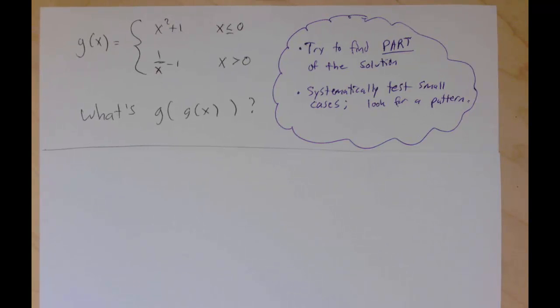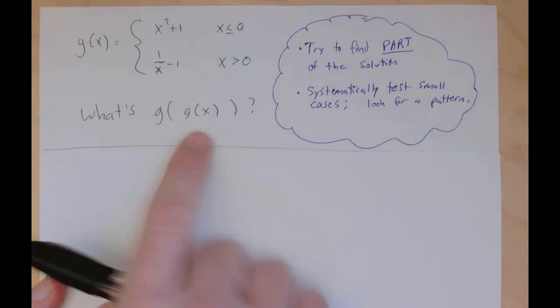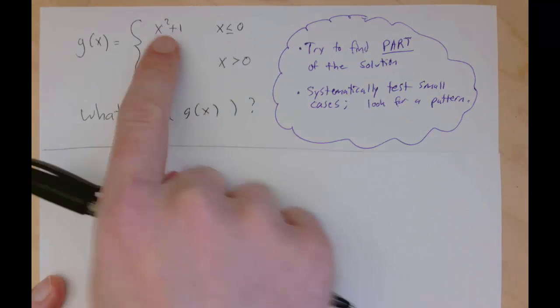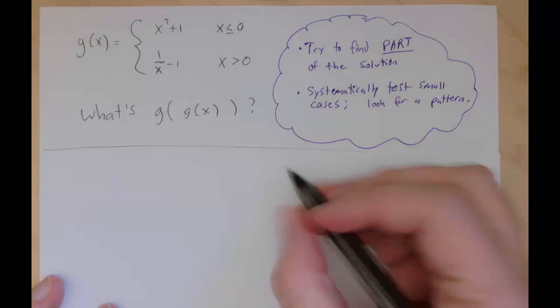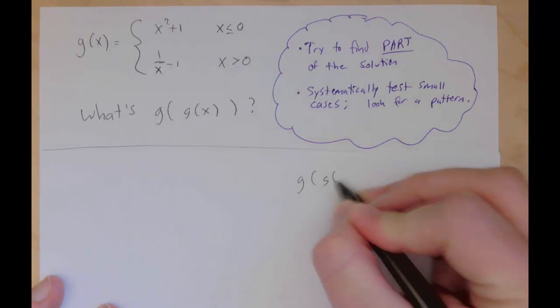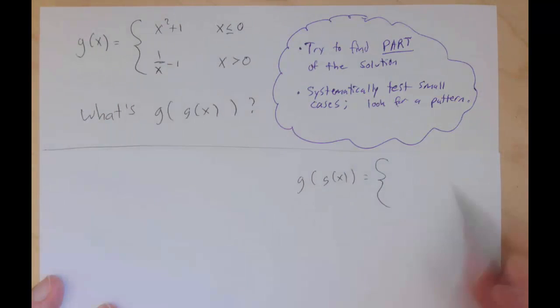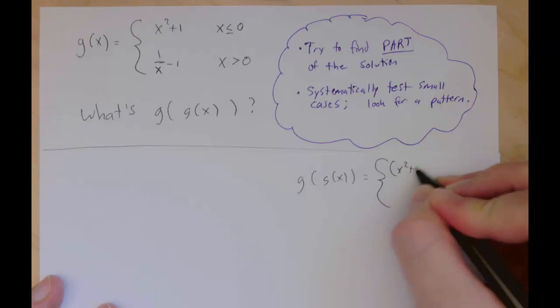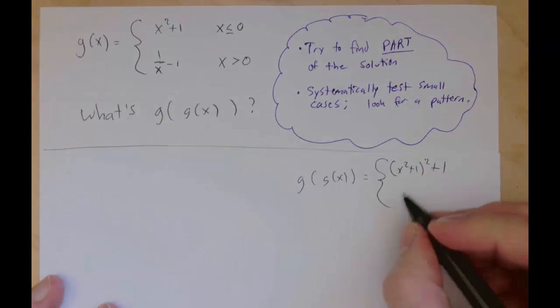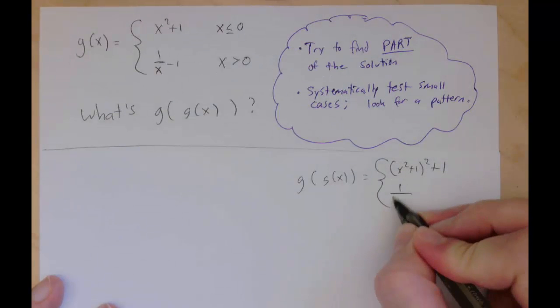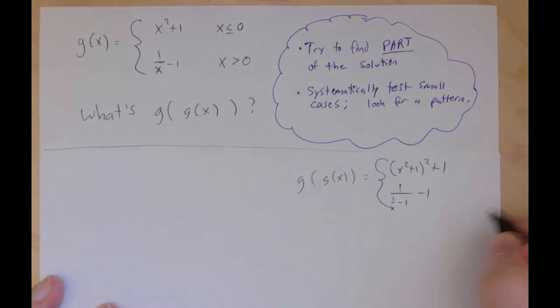Something that somebody had suggested was you could try to just compose the different function rules with each other. So in other words, let's guess that g of x is really like x squared plus 1 composed with itself, so x squared plus 1 squared plus 1, and then 1 over x minus 1 composed with itself, like this. So that's a good guess, but it's just that, it's a guess.